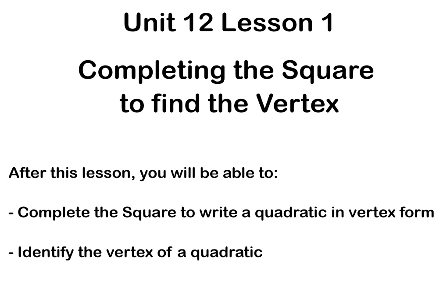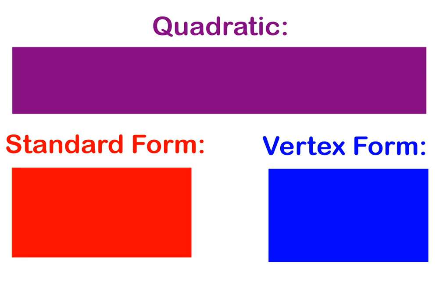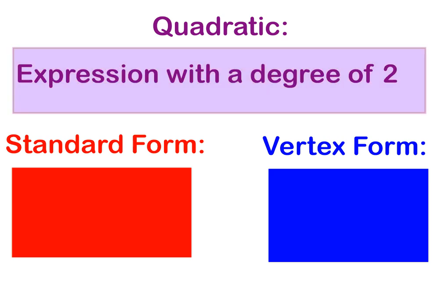This is Unit 12, Lesson 1, completing the square to find the vertex of a quadratic. After this lesson, you will be able to complete the square to write a quadratic in vertex form and identify the vertex of a quadratic.